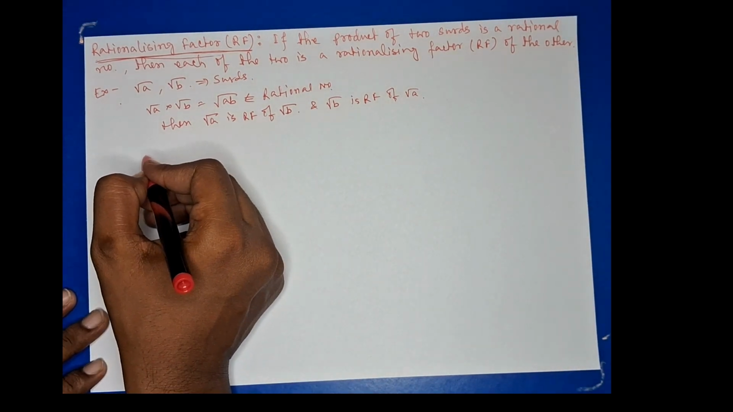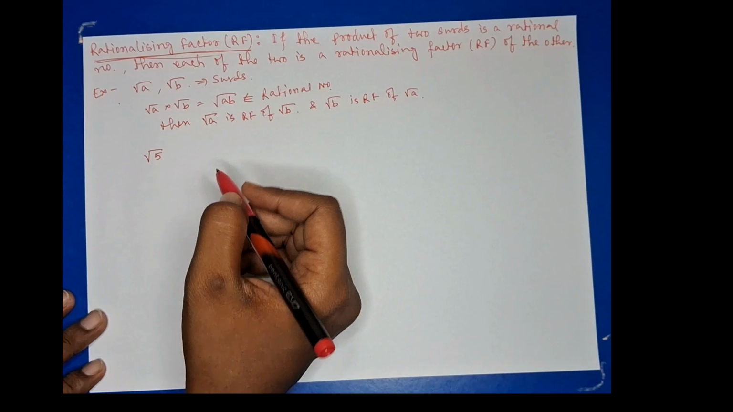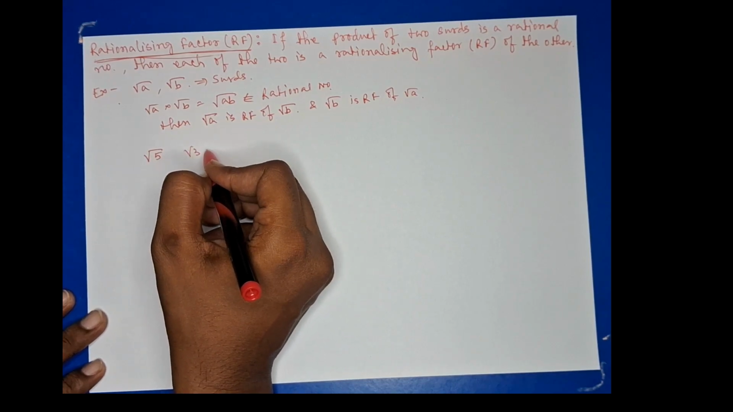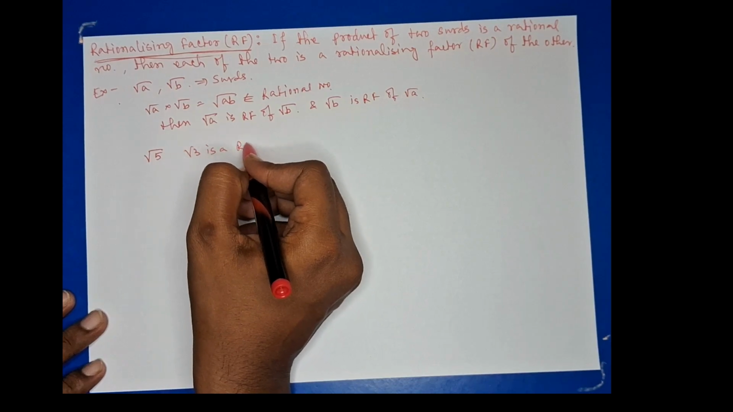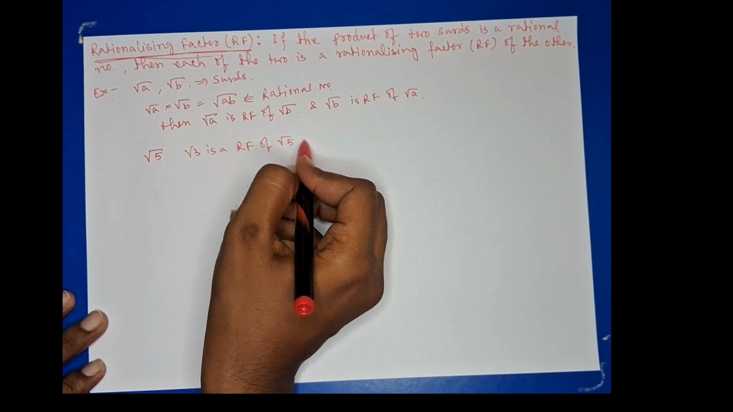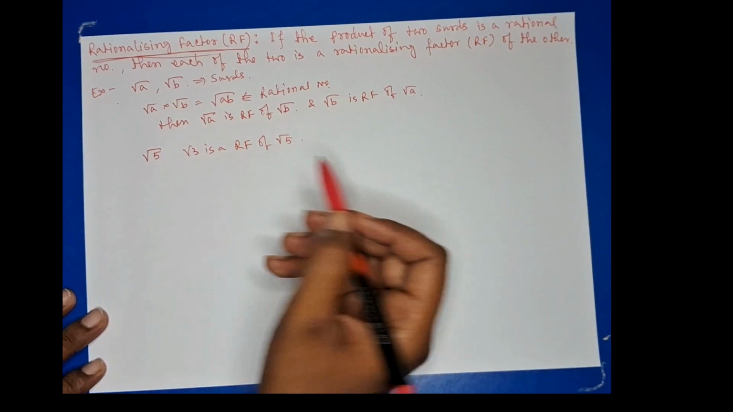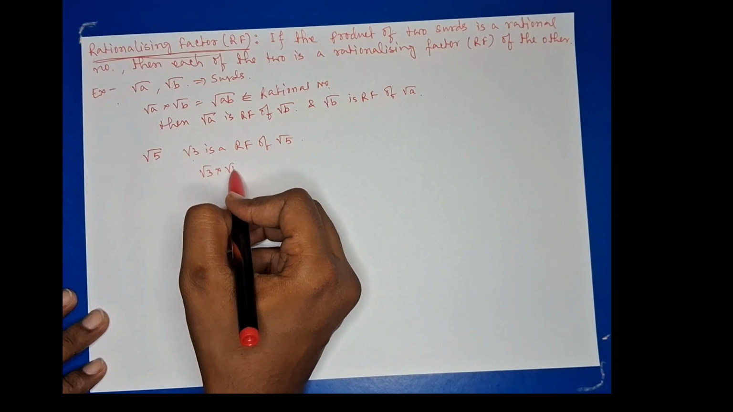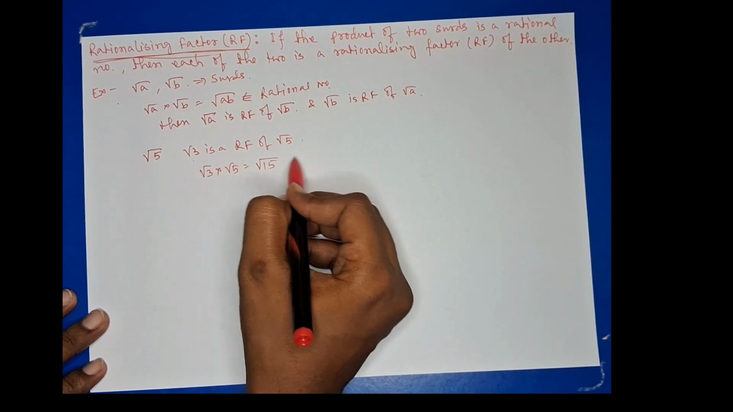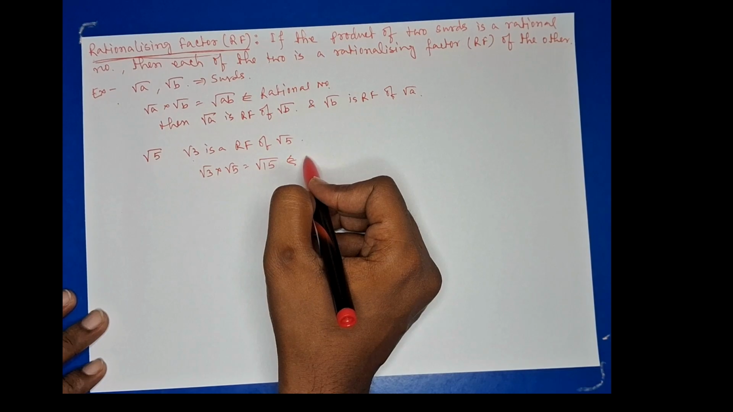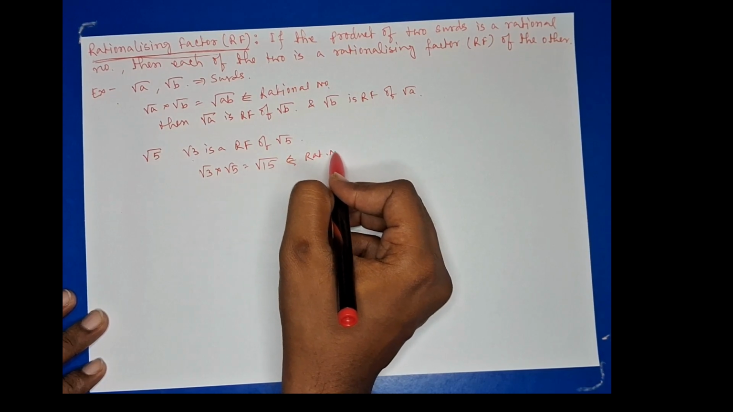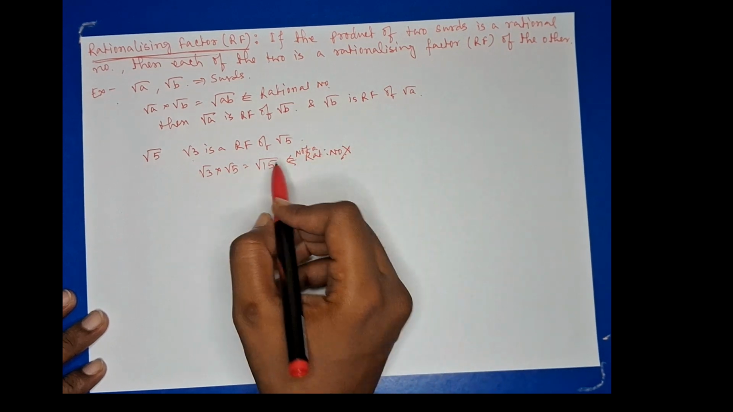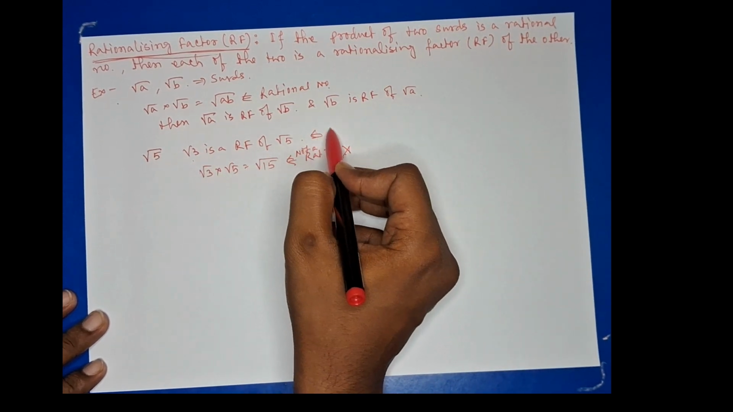If we take root 5, can I say that root 3 is a rationalizing factor of root 5? Let us check. We have to multiply root 3 with root 5. Root 3 into root 5 is root 15. Is it a rational number? No, this is not a rational number. So this statement is wrong.